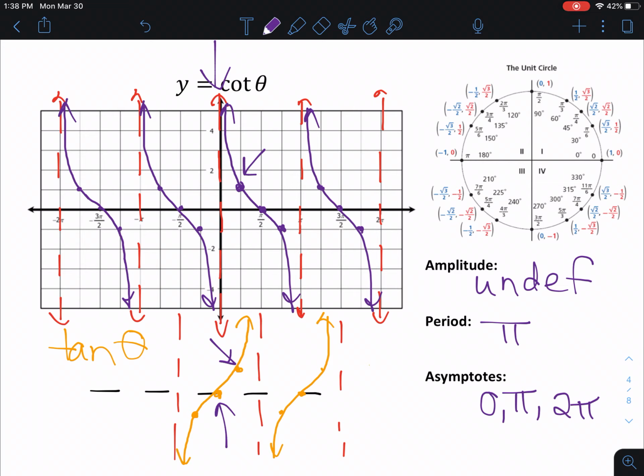And then same thing here. This is -1, so the reciprocal is -1 as well. So hopefully that makes sense as you're looking at it. The amplitude, again, is undefined. The period here is only pi, because it repeats again. This also makes this, in my opinion, the easiest graph of these three, because the asymptotes lie at 0, pi, 2 pi, and the period is only pi. So it makes it a little bit easier to graph these.